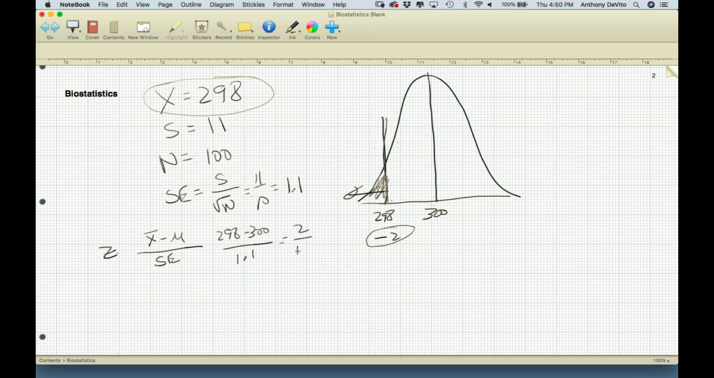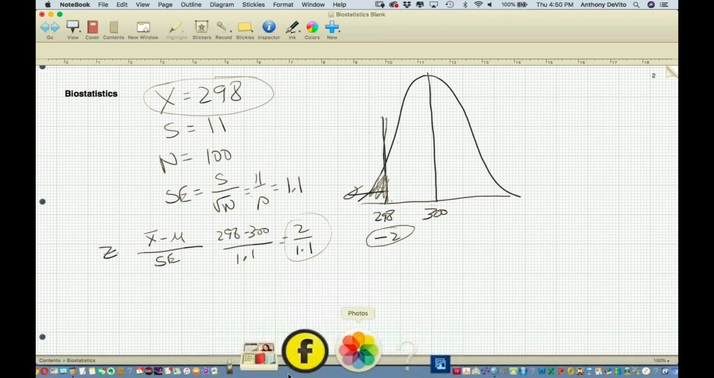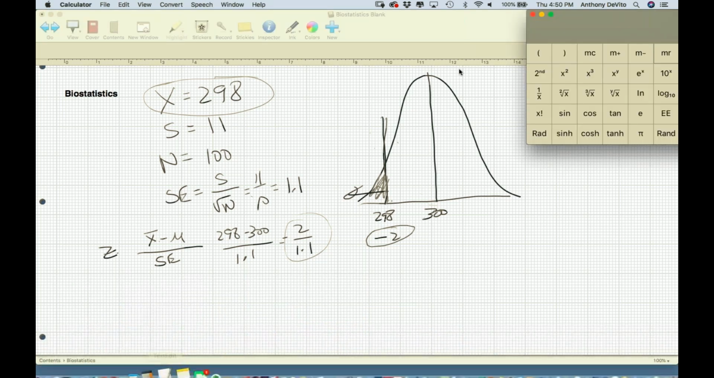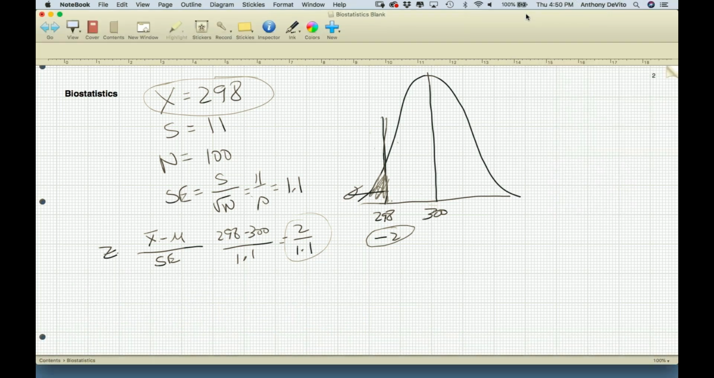That's 2 divided by 1.1. Okay, 2 divided by 1.1. And that means a Z-score equals 1.81. Well, how unlikely is that? My Z-score is negative 1.81. What is that area in here? Well, I can go to my Z table.